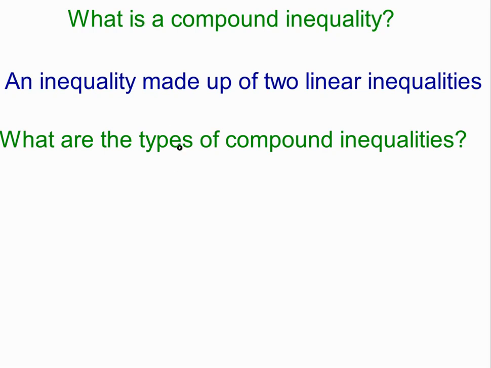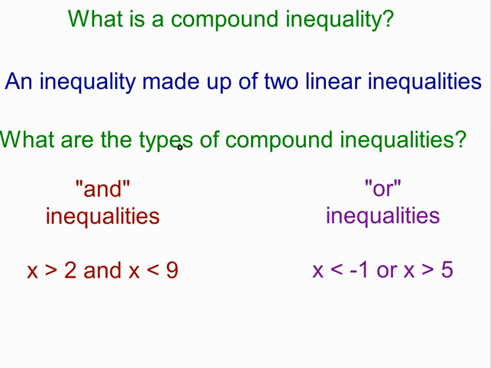What are the types of compound inequalities? Well, there are two types of compound inequalities. There are the and inequalities, and there's also the or inequalities. All right, so here's an example of an and inequality: x is greater than 2 and x is less than 9. Here I've got x is less than -1 or x is less than 5. So we're going to go a little bit more in depth into what each of these inequalities means.